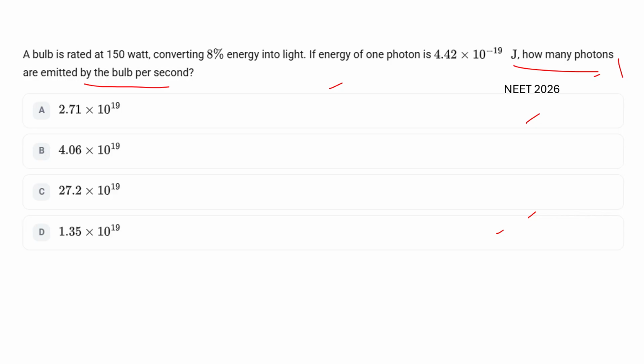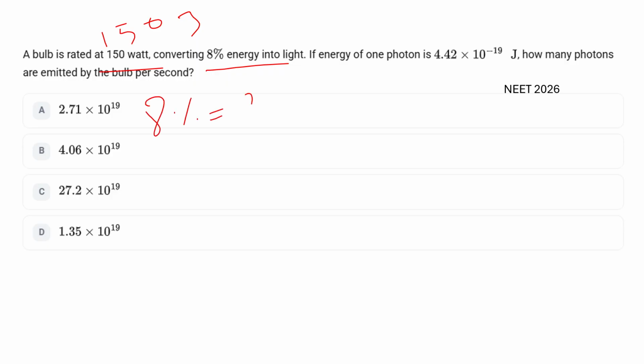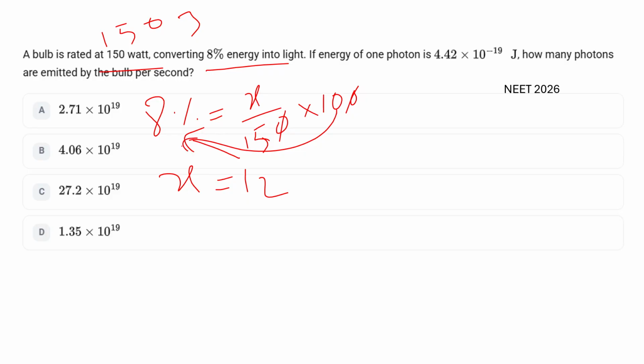Let me erase this. This is a simple conversion. Energy is 150 joule. Out of 150 joule, only 8% is converted into light. So we need to find the 8% of 150. It is very simple. 8% is equal to x divided by 150 multiplied by 100. If you solve this, this 0 gets cancelled, and you will get x is equal to 12. 8 multiplied by 15, then divided by 10, gives 12. Out of 150 joule, only 12 joules are used.